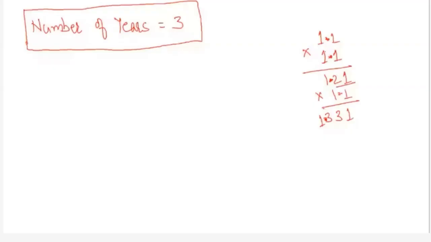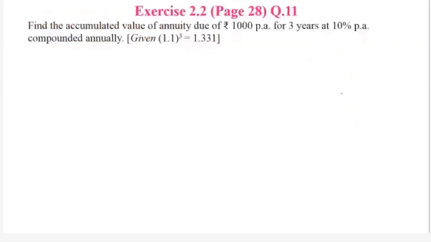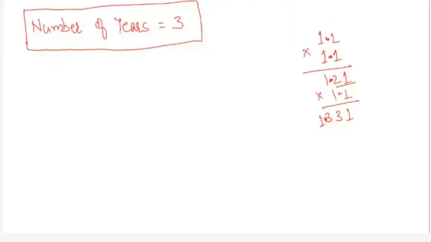Question number 11. Find, and where to place the dots. It's very easy. Say this 1.1 into 1.1. Harsh, for the time being, keep the decimal point aside. Take it as 11 multiplied by 11. 11 square is how much? 121.